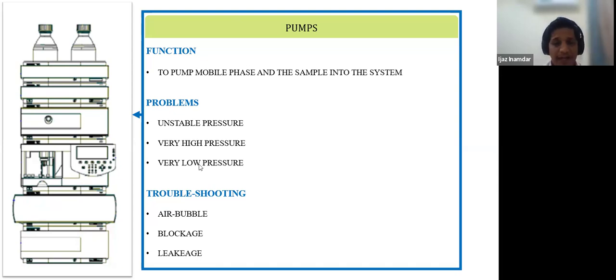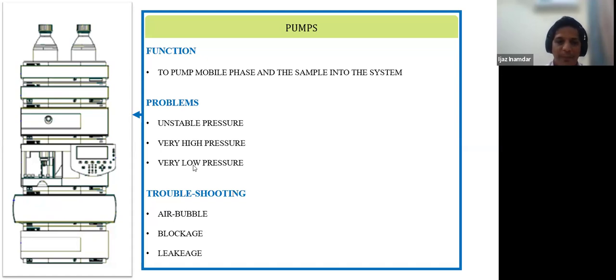The other problem might be very high pressure. You're doing some experiments, let's say for a month or two, and you know that for this experiment and this column you get a pressure of 400 bar. Now suddenly you are getting 600 bar. That should raise some signals. Why is the pressure very high? Most probably it is due to clogging. There is some clog in your tubing or some clogging in the pump that is increasing the pressure. So this is one thing that you should look into.